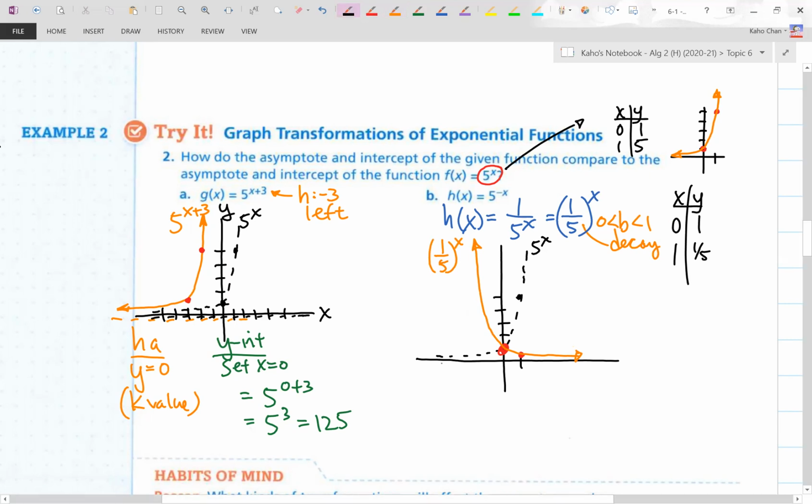The horizontal asymptote stays the same. Nothing changes there because there's no k value to move it up or down. Okay, so it stays the same. So I'll write that down. And my y-intercept really is the same as the original when you set x equal to 0. And it's already in the table. Here, it's y equals 1, all right? Whereas earlier it was 125, this is 1 right here.